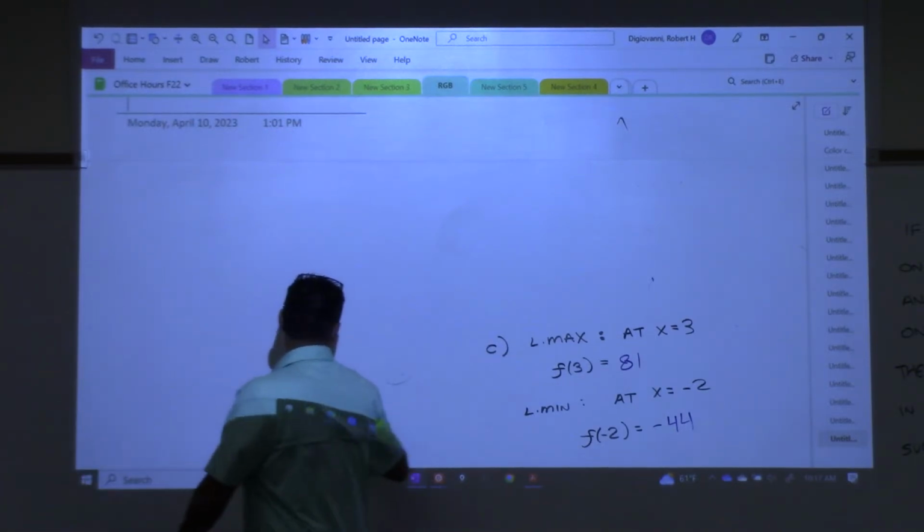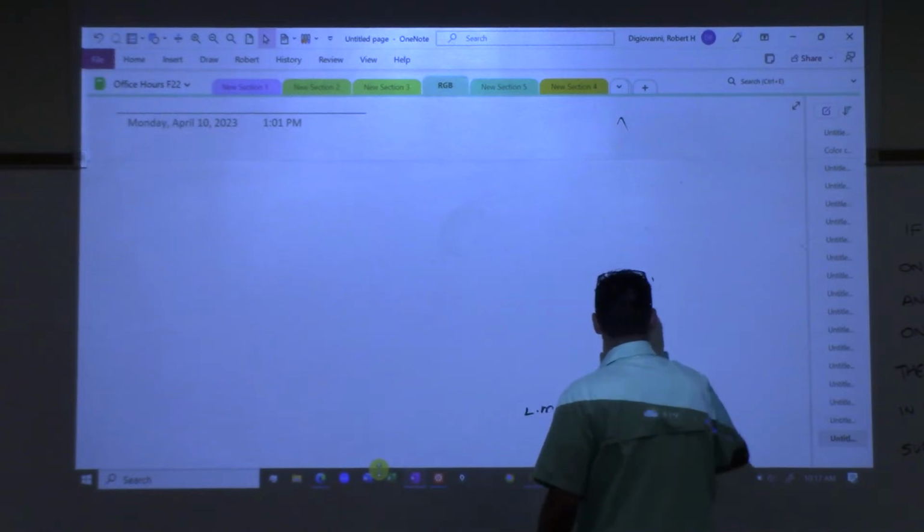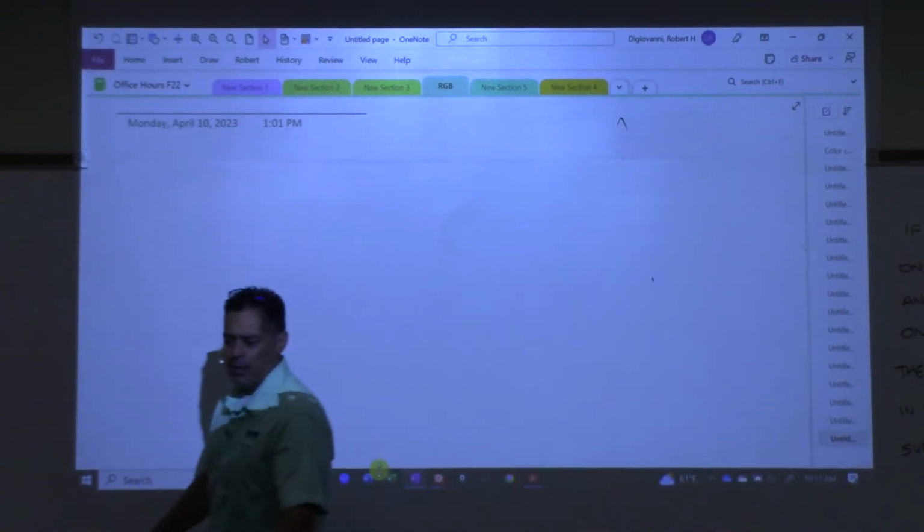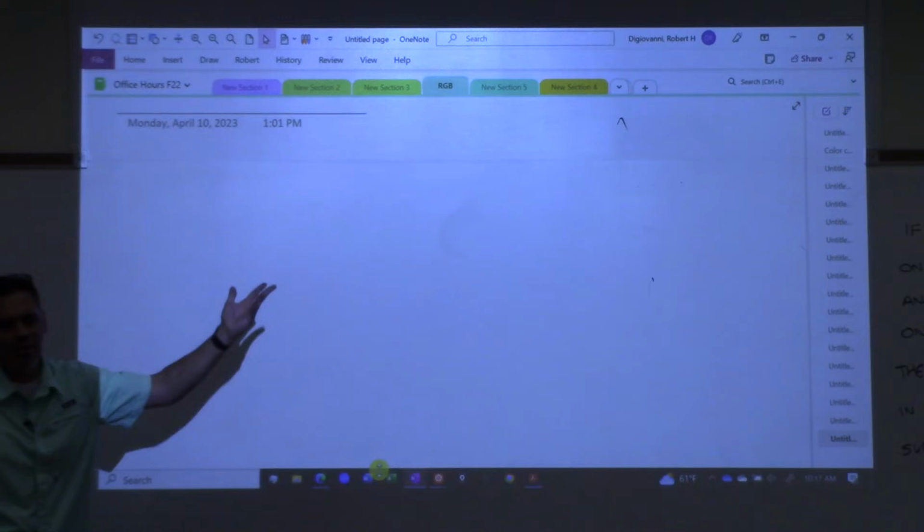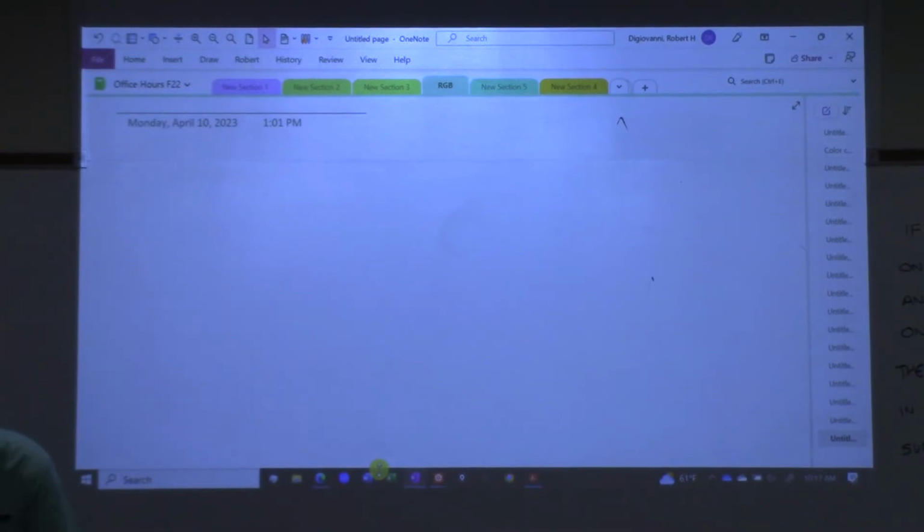A function that we don't know what it looks like, just right off the bat, we don't know what it looks like. Like that was a polynomial. You know, we know kind of the shape. Let's do something more interesting.